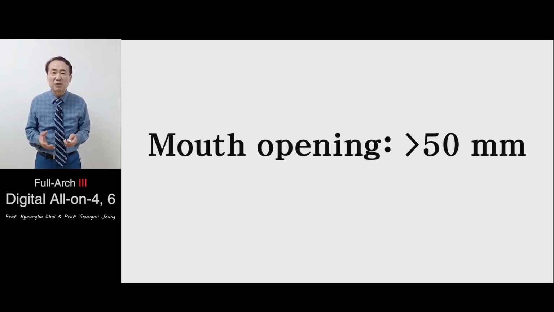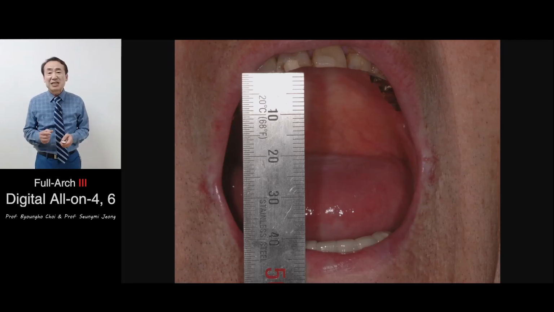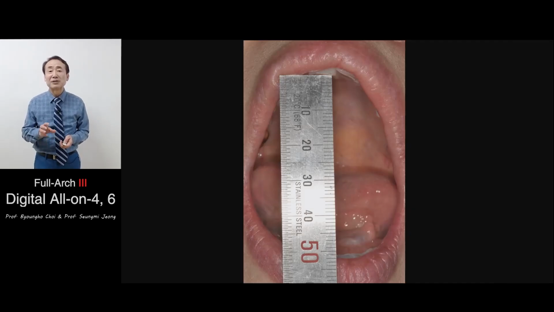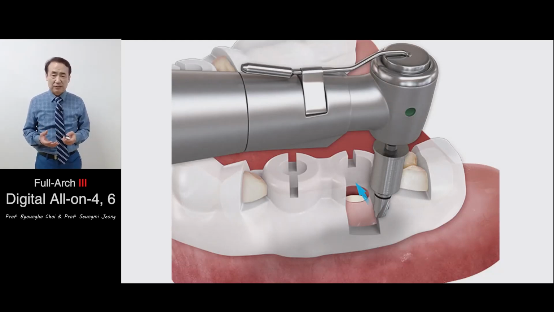This is a 15 millimeter mouth opening. This guy can open his mouth up to 40 millimeters. This man can open his mouth up to 50 millimeters. It's very hard to find that kind of person who has such a wide mouth opening. As a result, some companies use the lateral opening site to place drills in the surgical guide.